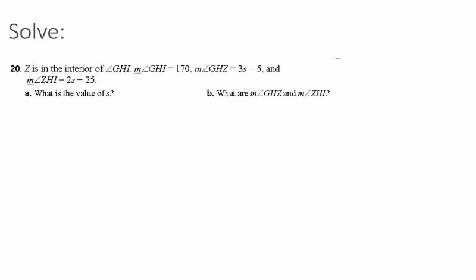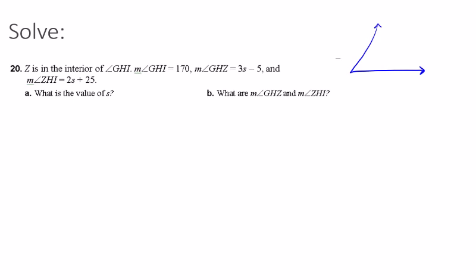All right, so an example using the angle addition postulate. Here we have number 20 says Z is in the interior of angle GHI. The measure of angle GHI is 170. The measure of angle GHZ is 3s minus 5. And the measure of angle ZHI is 2s plus 25. So one thing you can do in this situation, if it helps, is to draw a diagram. I'm a visual person, so it usually helps me, but this is not mandatory.